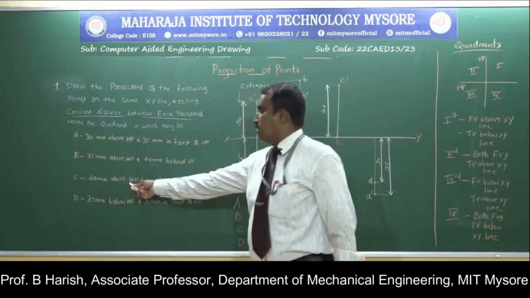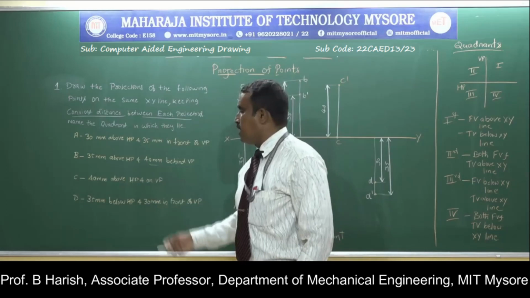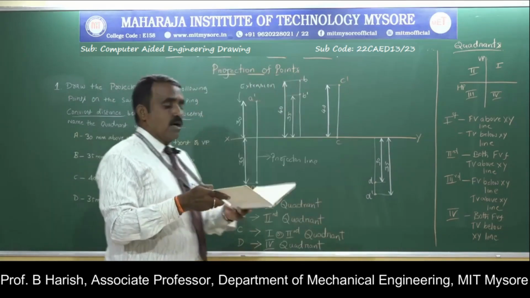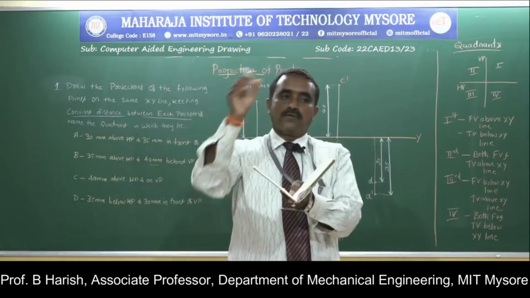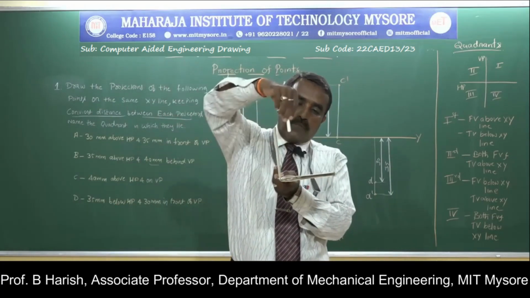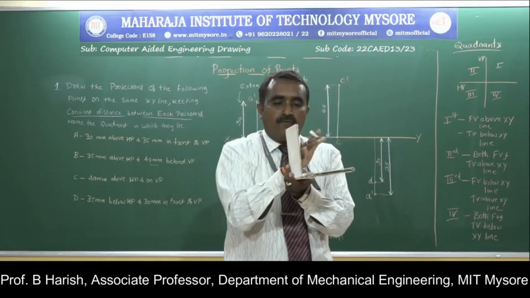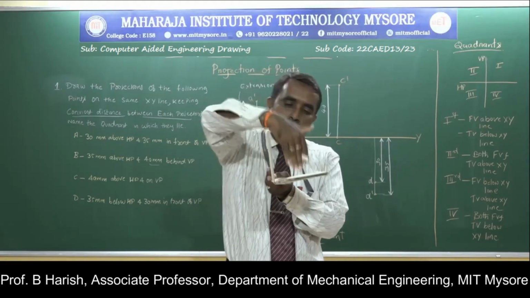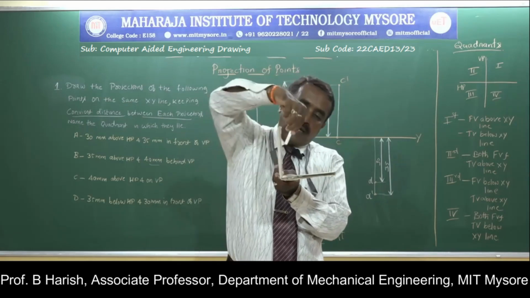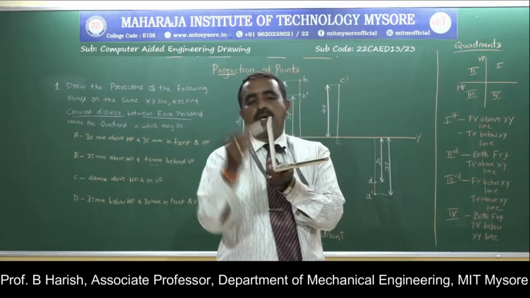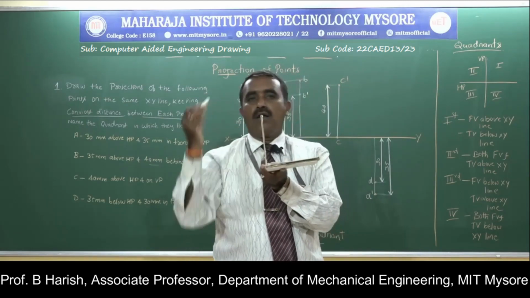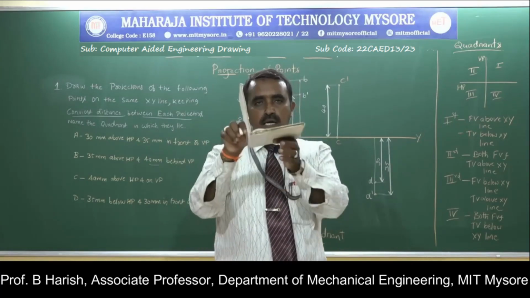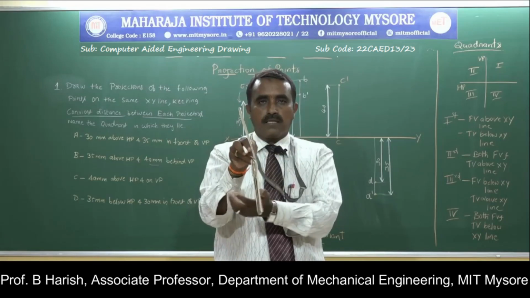Then come to the third point. It says 40 mm above HP and on VP. Here it is above HP and on VP. It can be in front or it can be behind; that is not mentioned here. So it can be in front of the vertical plane or it can be behind the vertical plane. What does the rule say? Rotate the horizontal plane like this.